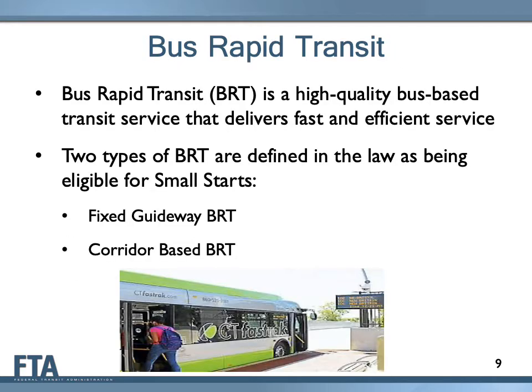Bus rapid transit is a high-quality, bus-based transit service that delivers fast and efficient service. The law defines two types of BRT that are eligible as small starts projects: fixed guideway BRT and corridor-based BRT. In the next few slides, we will discuss the similarities and differences of these two types of BRT in terms of eligibility for small starts.